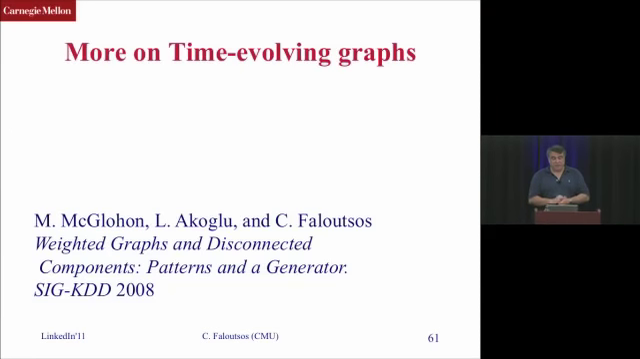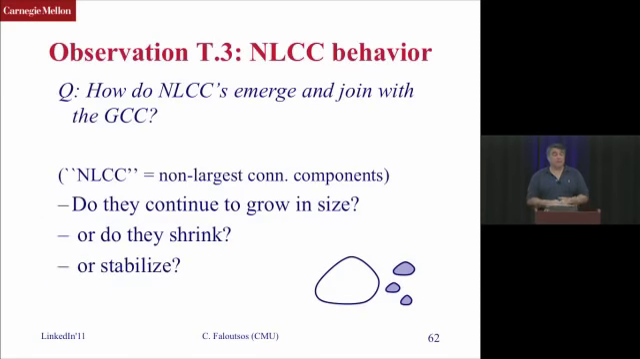More on time-evolving graphs. This is work also with Mary and Leman. What happens to the disconnected components, right? For almost every graph we have, usually the giant connected component is 99.9% of the graph, so we ignore the disconnected components because we don't know how to handle several mathematical properties. But the question is, okay, let's look at the second largest connected component and so on. How should they grow? How should they change over time?